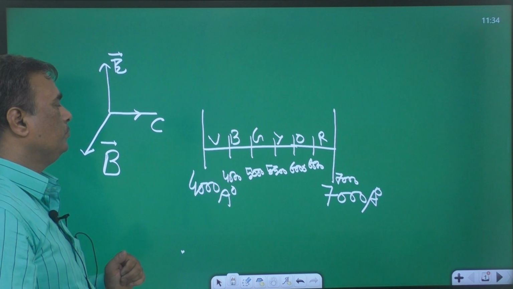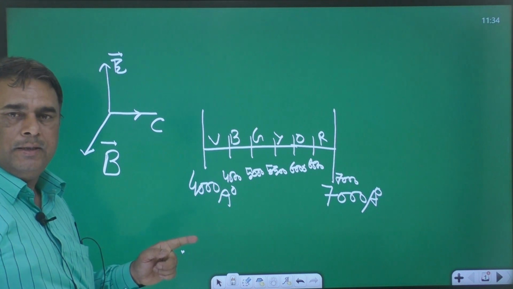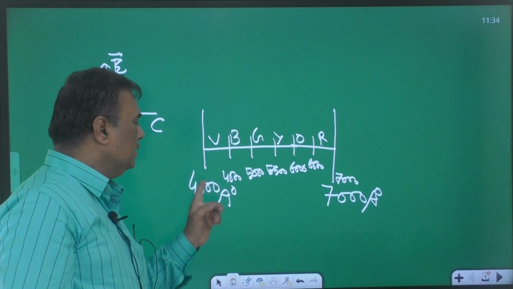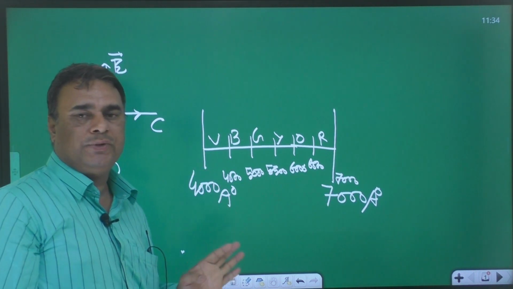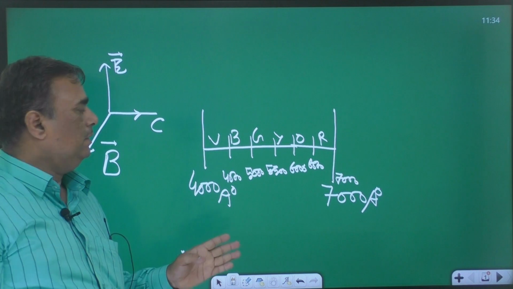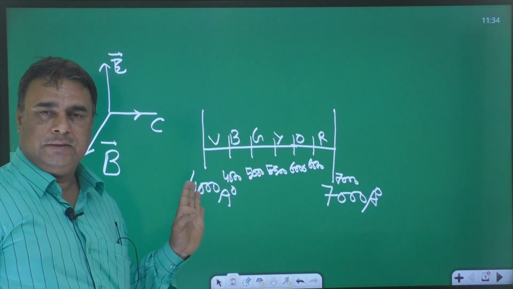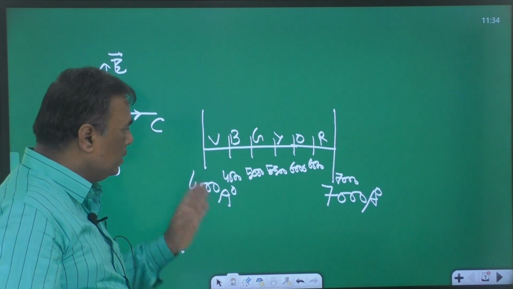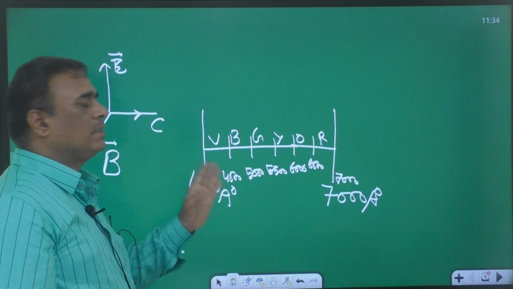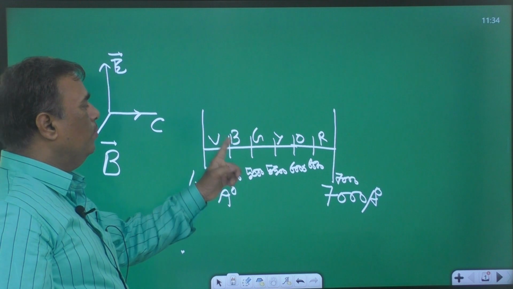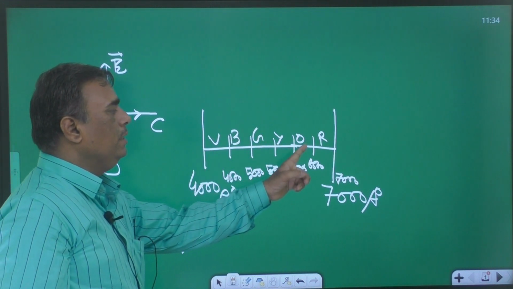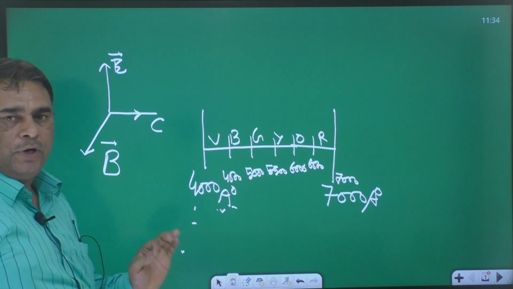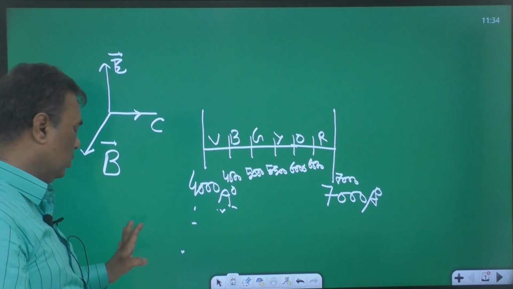Now, our eye, especially in this region, 4000 to 7000, there are infinite colors, but our eye can distinguish only 6 colors: violet, blue, green, yellow, orange and red. This is a very important point, always remember and note it down also.